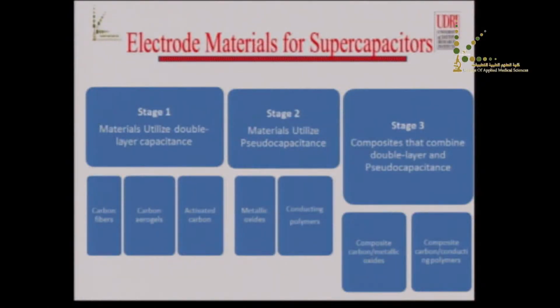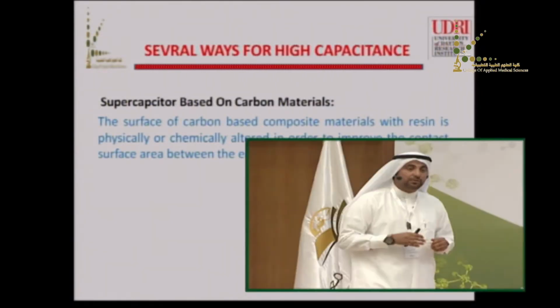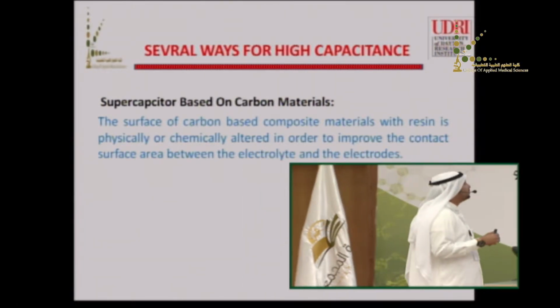In the first stage, they used carbon fiber, carbon alloys, activated carbon. After that, they were thinking about metallic oxide. That means they were using polymer on the surface of the electrode to improve the capacitance. And in the third stage, they combined stage 1 and stage 2 to get more benefit. That means, for example, I will use carbon nanotube with a polymer, mix it together, or different materials, and get more. There are several ways to get high capacitance.